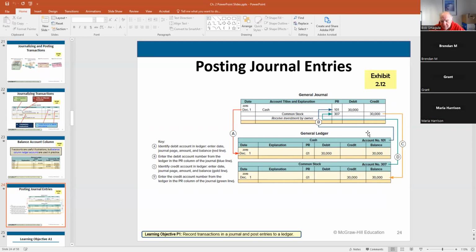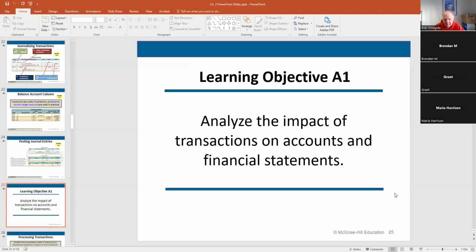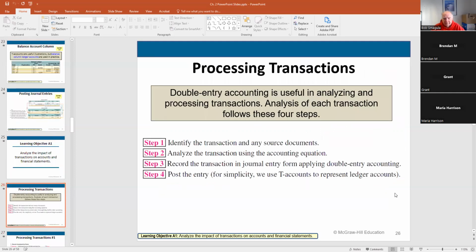And look what happens when you post. The debit to cash that you've identified in the journal entry shows up as a debit in the general ledger, as we want. Credit to common stock, credit to common stock, okay? Analyze the impact of transactions.